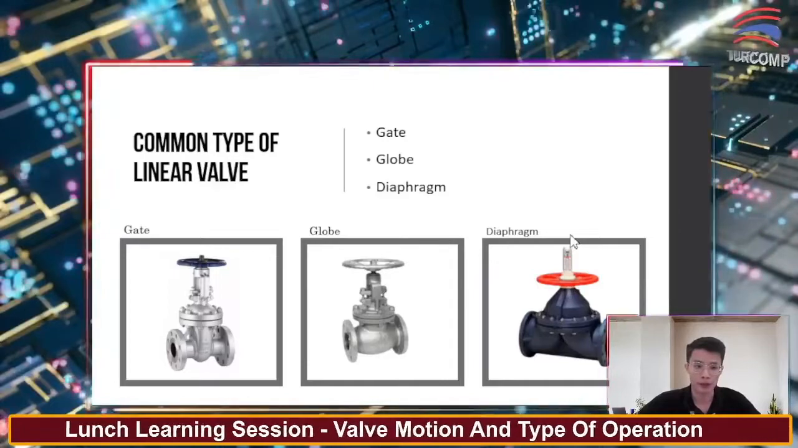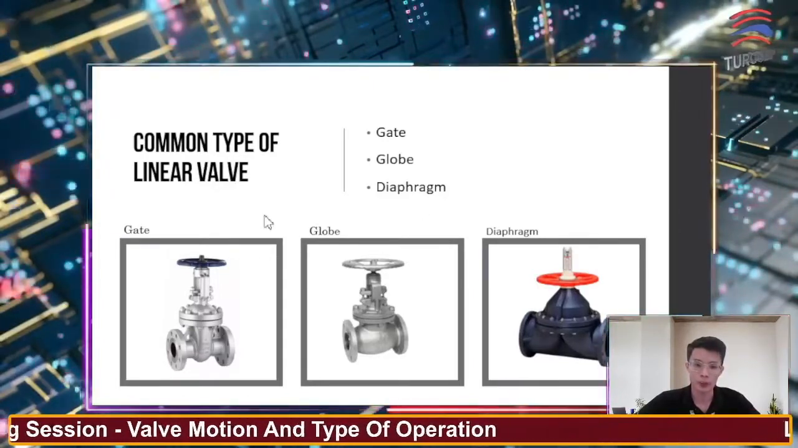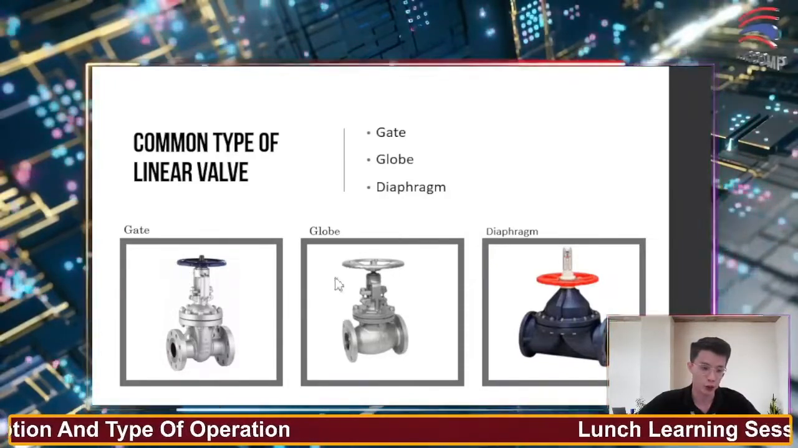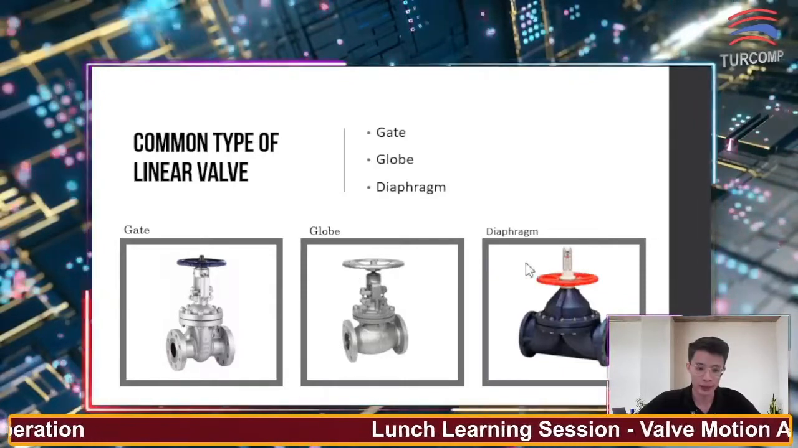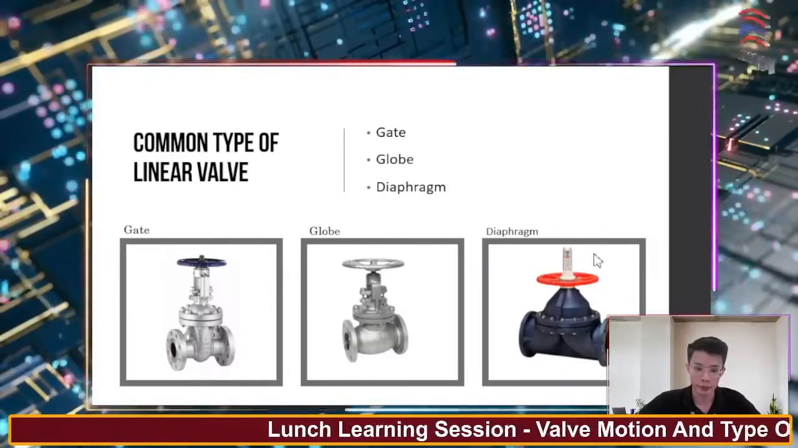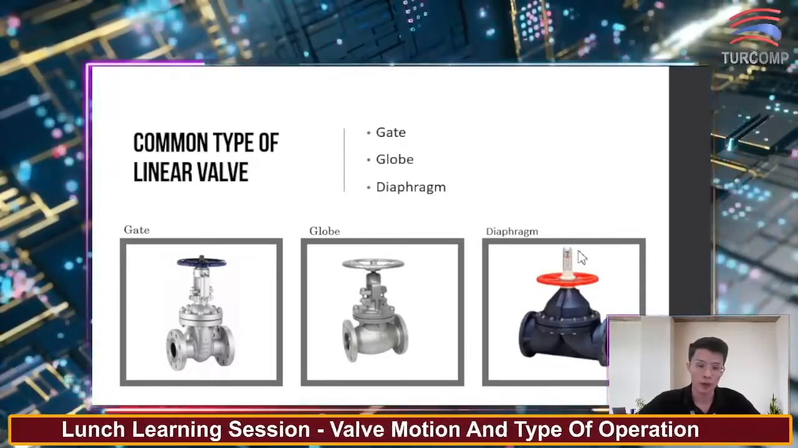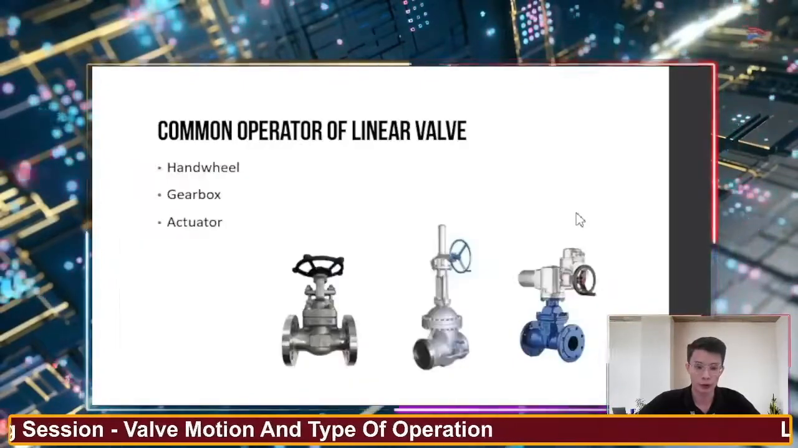Next is about the common types of linear WAF. There are three common types. One is the gate WAF, as the picture shows on the left. Second is the globe WAF, the picture in the middle. And another type is the diaphragm WAF, the picture on the right. Of course, there are a lot more linear WAF, but these three are the common types in the industry.